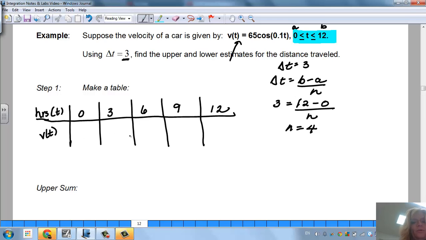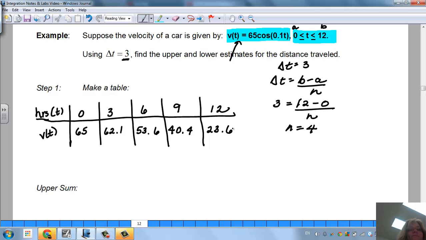If you put the 65 cosine in your calculator, make sure you're in radians, and check your table. All we're going to do is write down the values. At 0 it's 65, at 3 it's 62.1, at 6 it's 53.6, and then 40.4, and 23.6. Now I want you to notice that this function is decreasing.